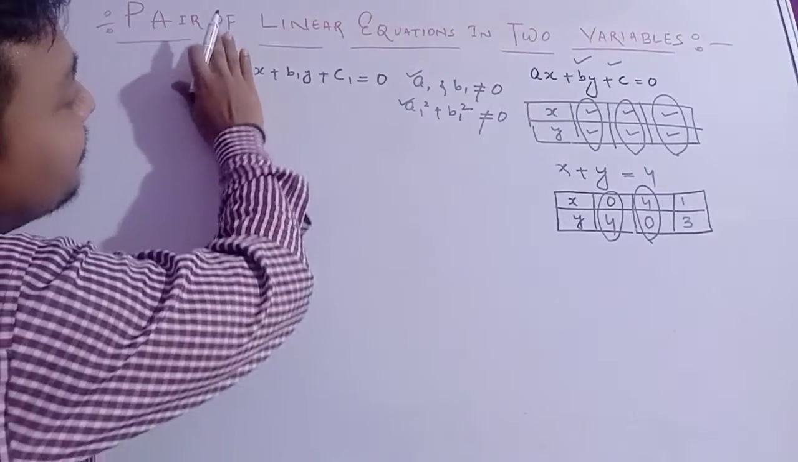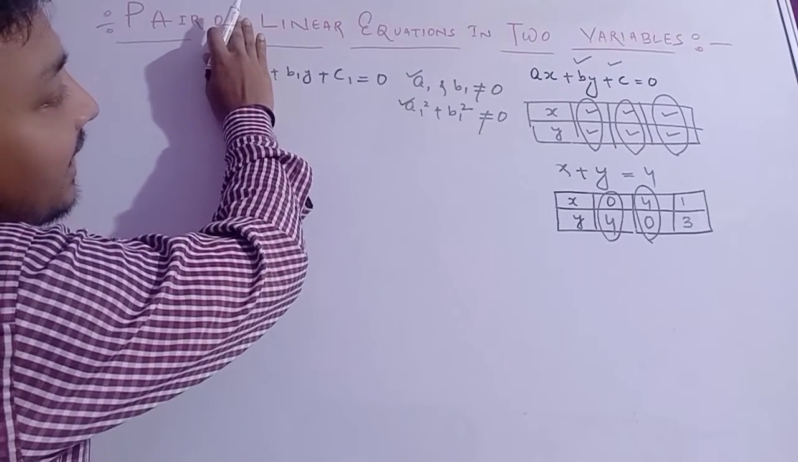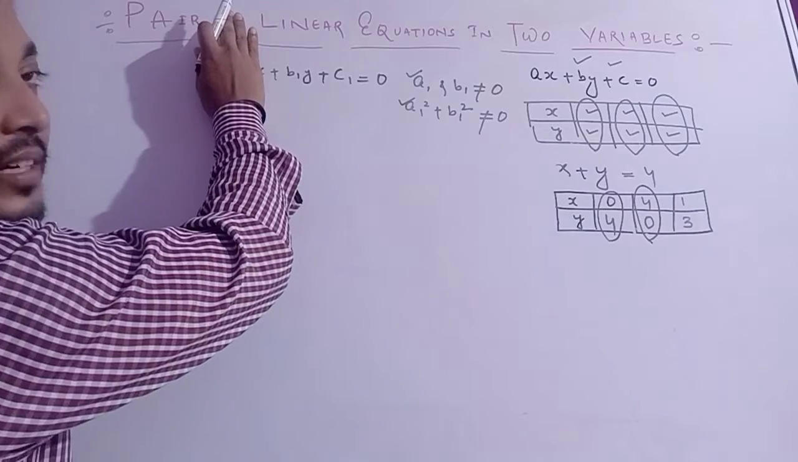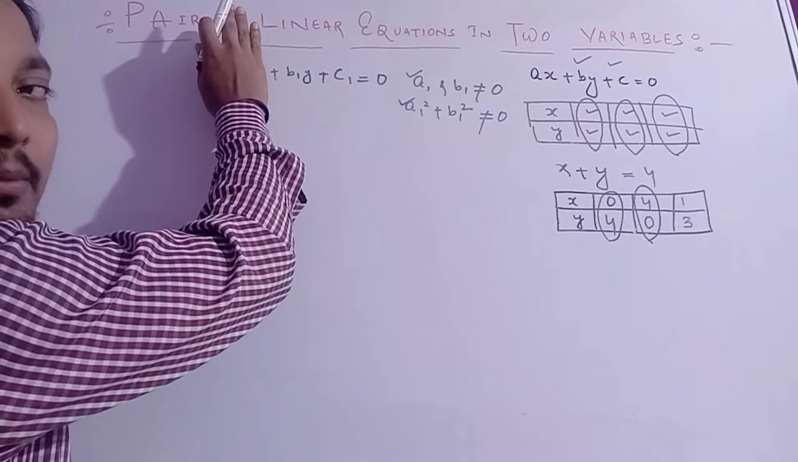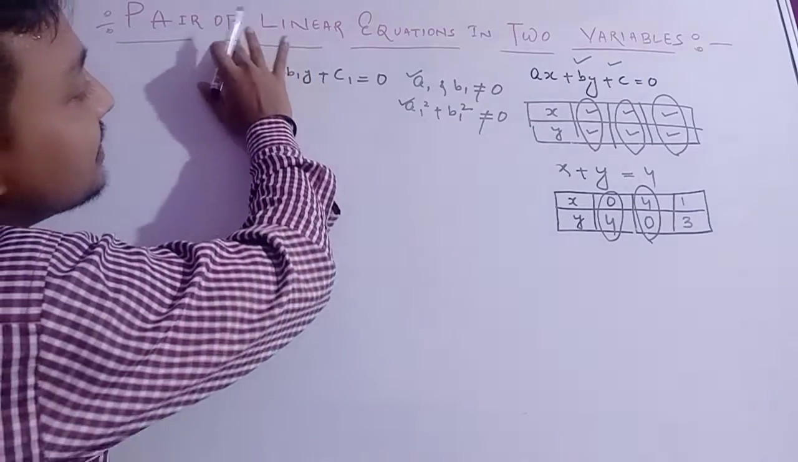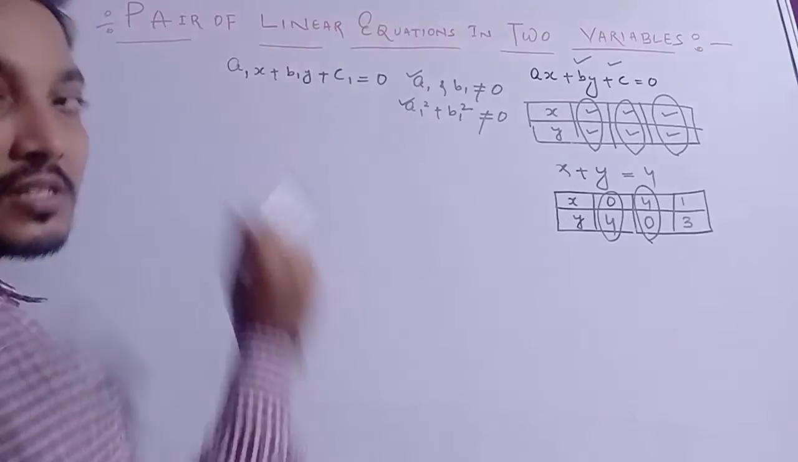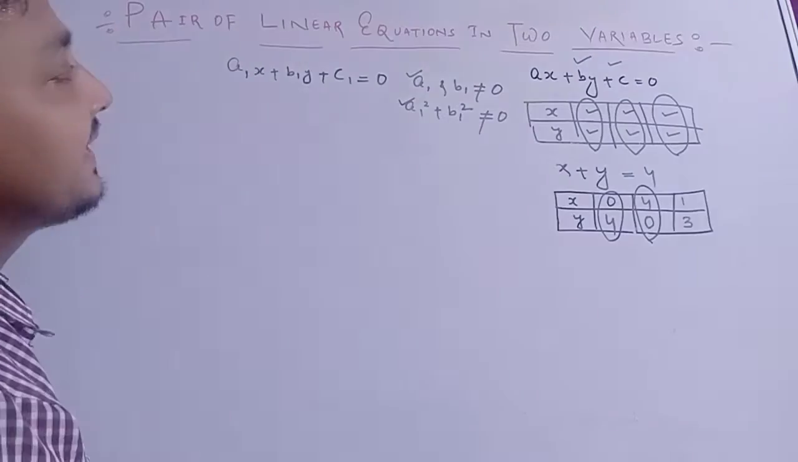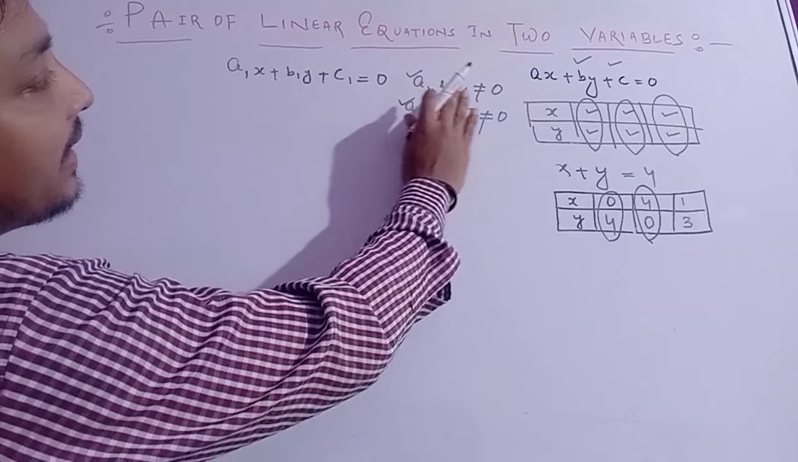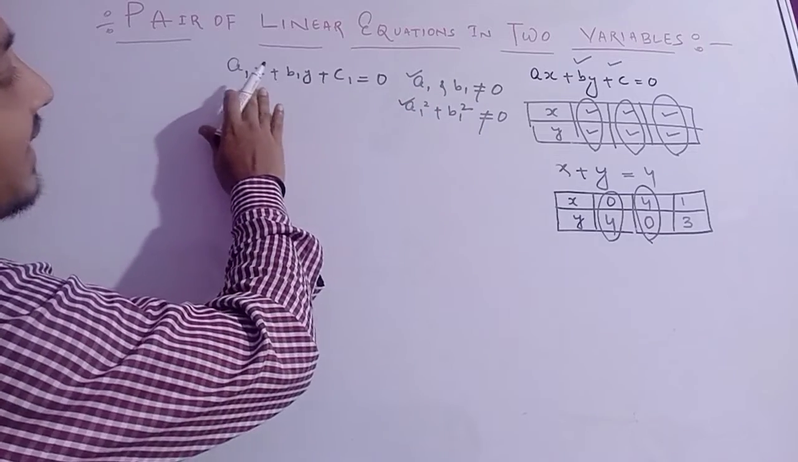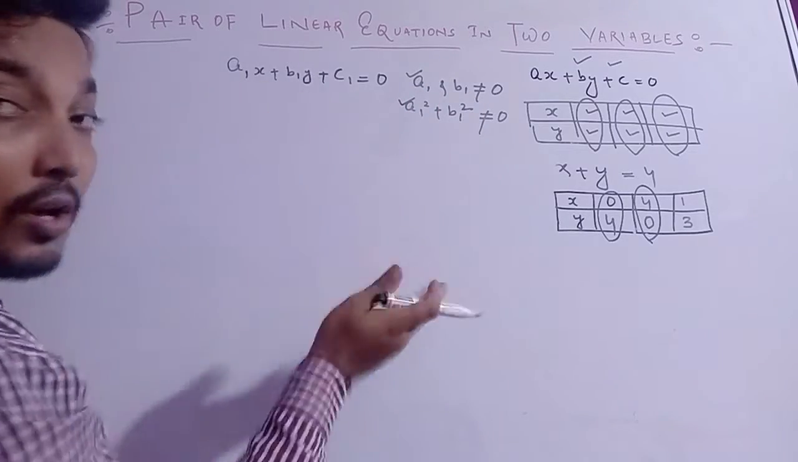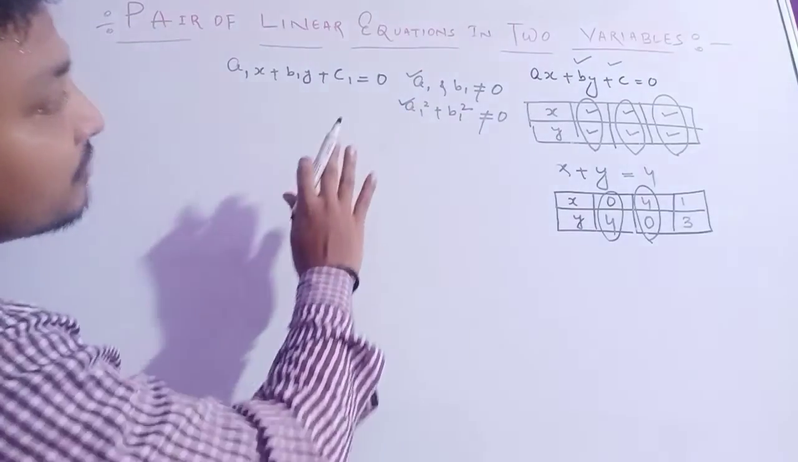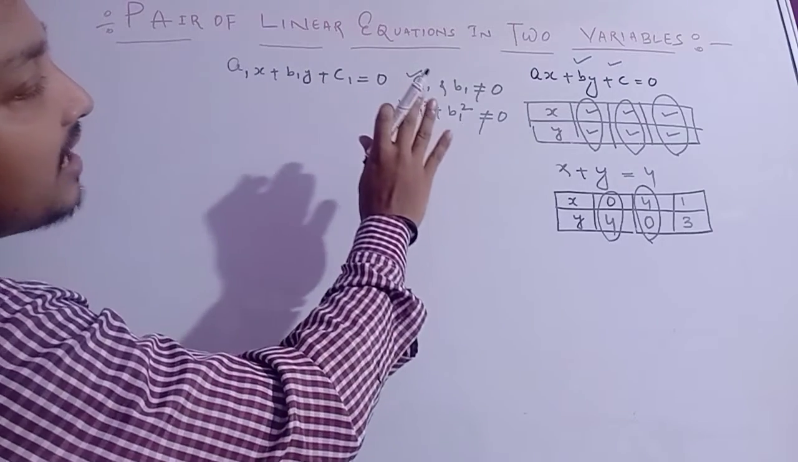Suppose a1 is equal to 0. Then it is not a linear equation in two variables; it becomes a linear equation in one variable. Suppose both are 0, then it is not a linear equation. So the criterion is that both a1 and b1 should be nonzero. Otherwise, the coefficient of x and the coefficient of y should not both be 0. So this is a linear equation in two variables.